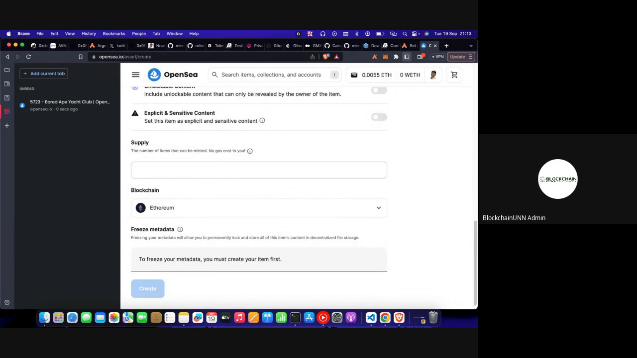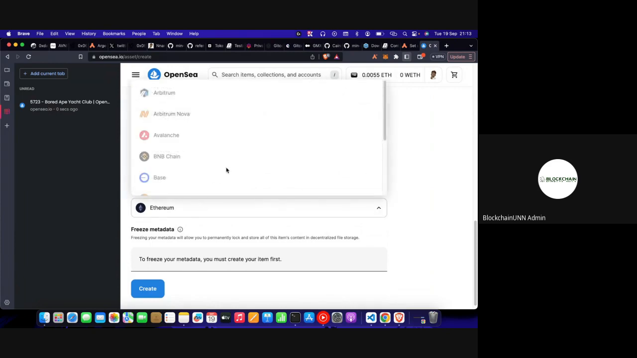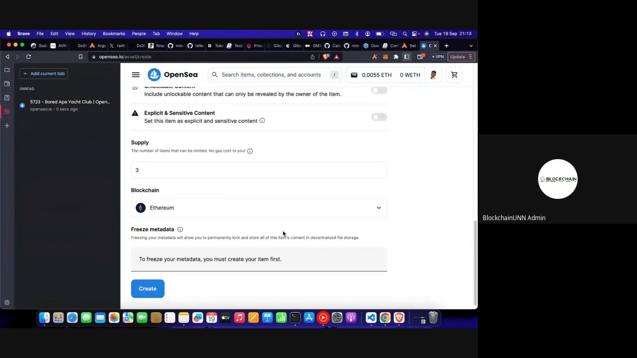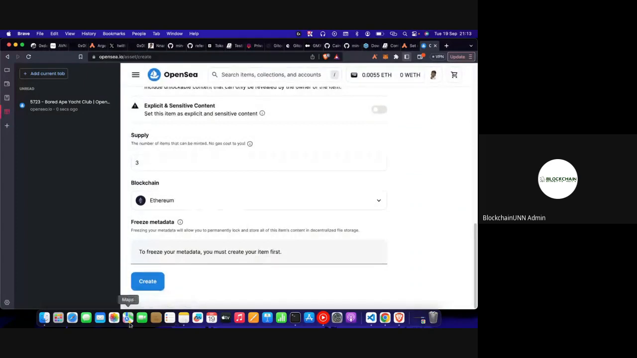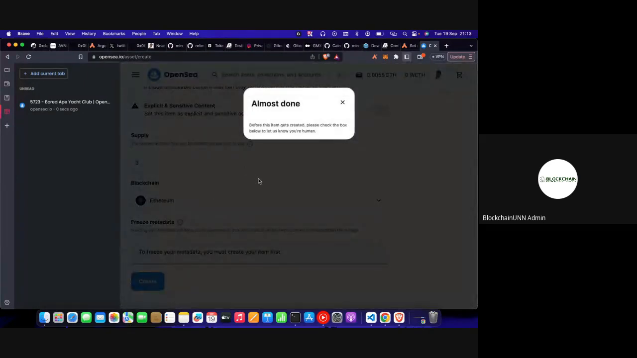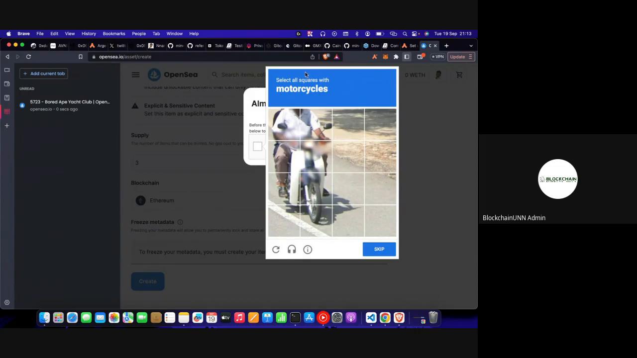You could say, okay, I want to create three of this. Then you can decide the blockchain you want it to go to. So let's say we want it to go to Ethereum. Then finally, we are going to click on create. So it says we should do captcha verification.